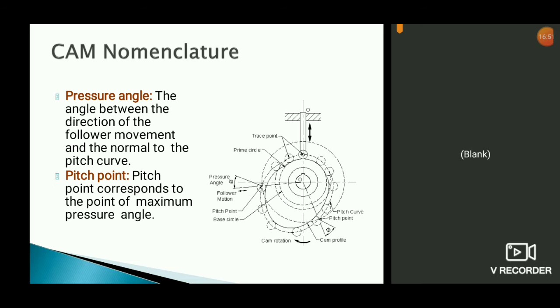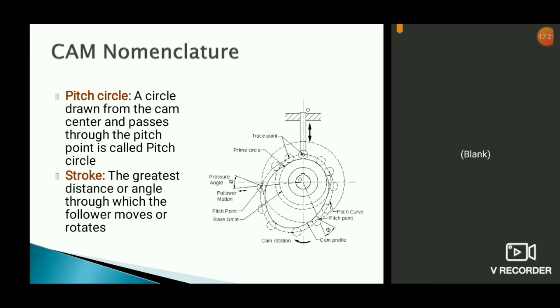Next one is pitch point. Pitch point is the point at which you can see two circles, this big circle and this small circle, both meeting at one point. That is one definition you can give, or you can say it is the point at which the pressure angle will be maximum. That is called the pitch point. Now the pitch circle is a circle drawn from the cam center that passes through the pitch point. This circle is called the pitch circle.